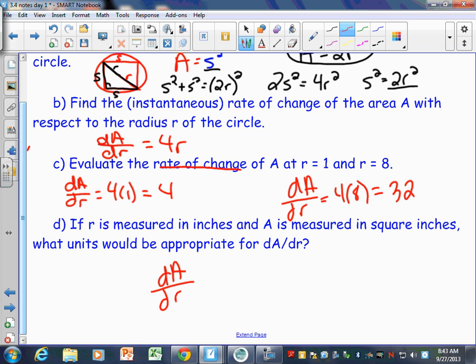If A is in square inches, you really want to cancel that out, right? Because you're used to x squared over x. When we're talking about units, we don't cancel that out. We would say that the units here would be square inches per inch. So you can leave your answer like this. You're not going to cancel it out and make it inches, because we're going to talk about how much it's changing.